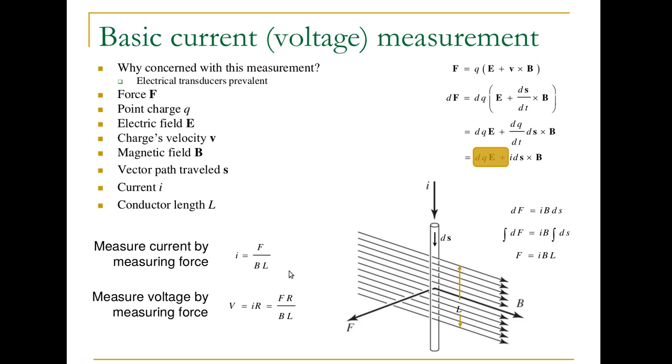And similarly, if we have a known resistance connected to this wire, and we know the current going through that wire, then that enables us to measure the voltage from one end to the other. So again, we want to measure voltage from one end of the wire to the other. If we have a known resistance, then we can determine the voltage by multiplying the current that we measure from the deflection by that known resistance, and that will give us the voltage.